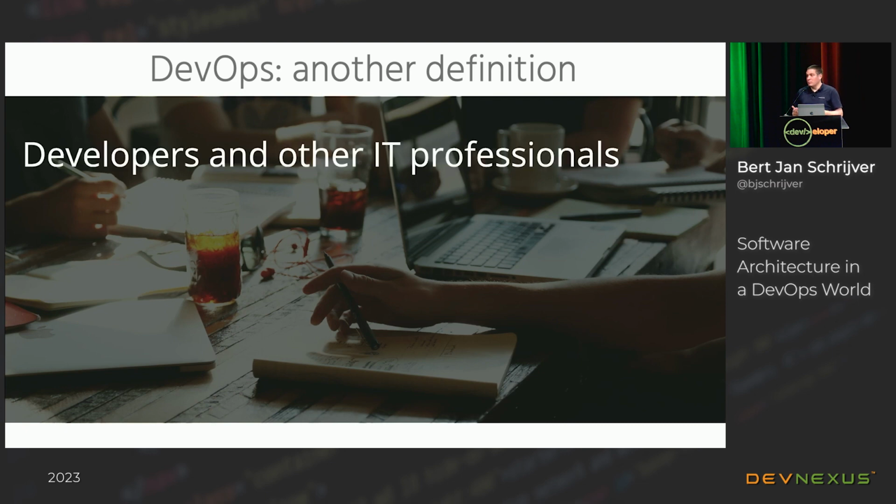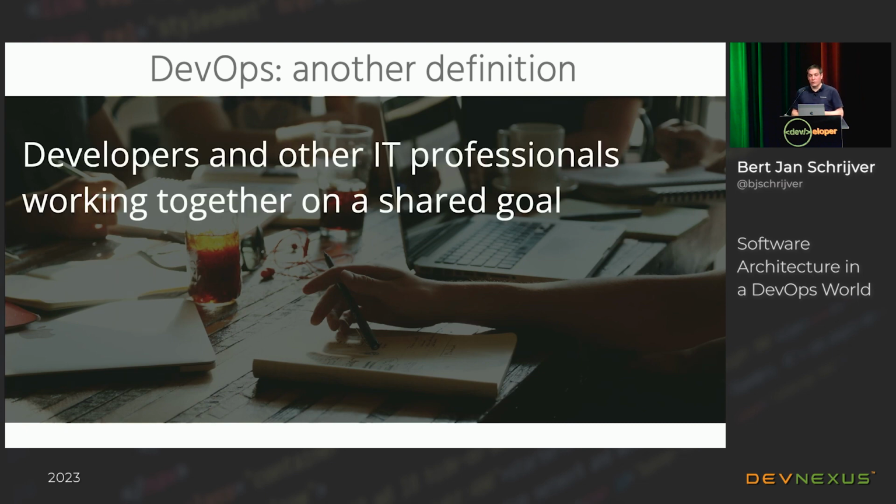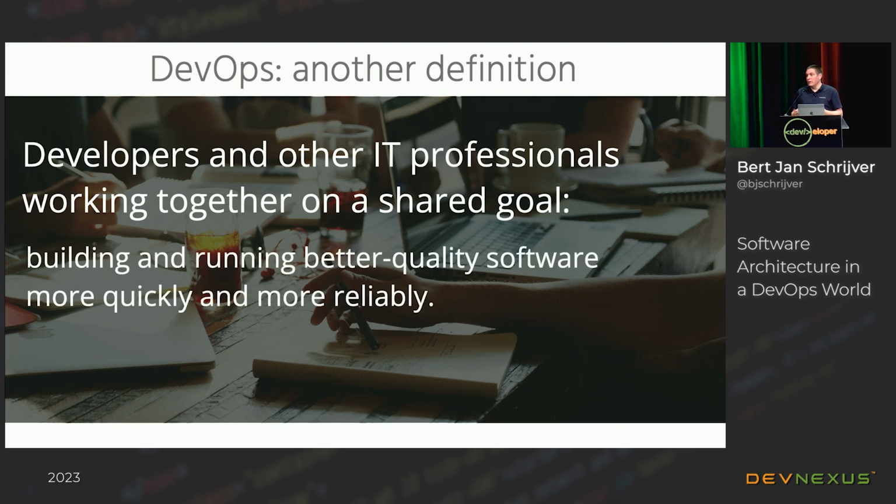Another definition is to have developers and other IT professionals, and they're working together on a shared goal. And the shared goal is building and running better quality software, quicker and more reliable. So it's about getting software in production.